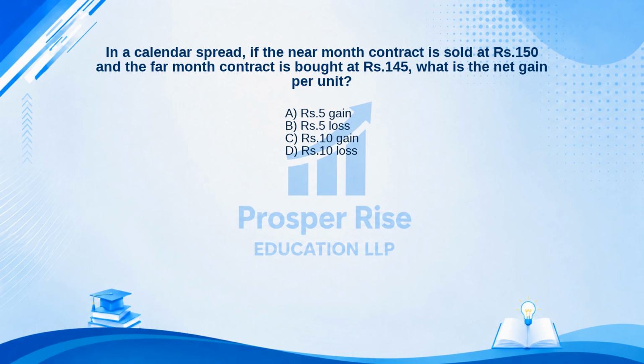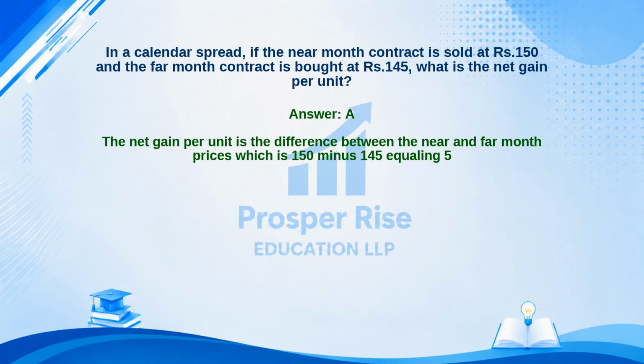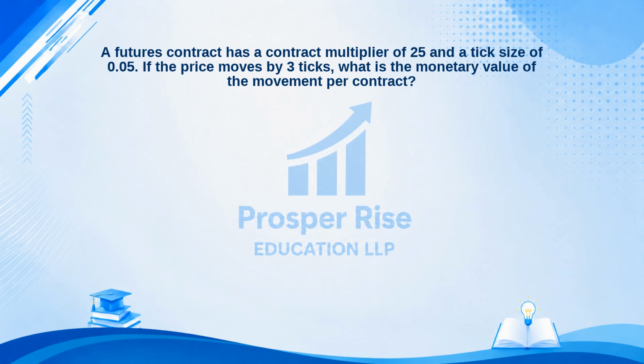The correct answer is Option A. Let's see why. The net gain per unit is the difference between the near and far month prices, which is 150 minus 145 equaling 5. Moving on to the next one.